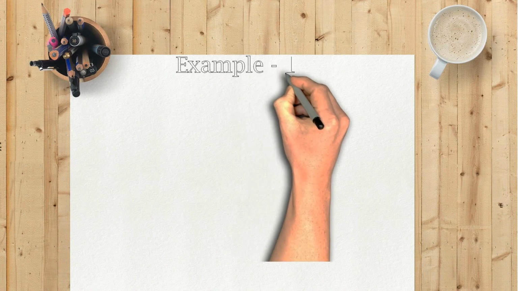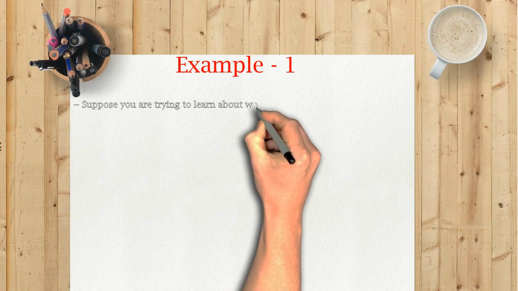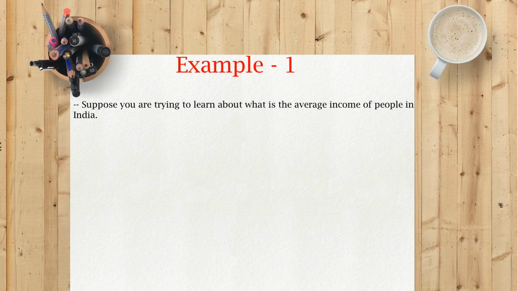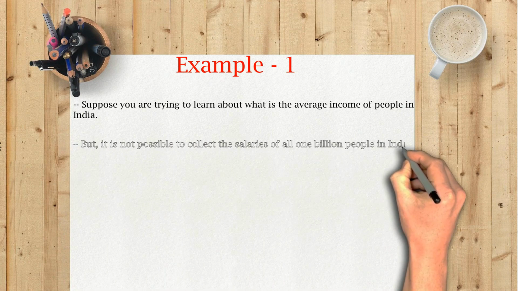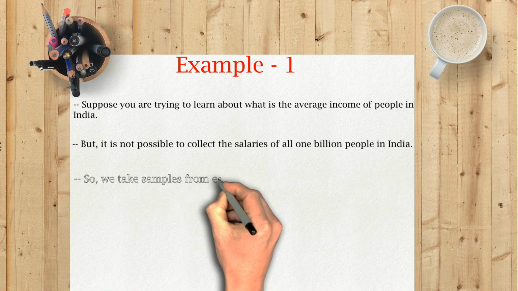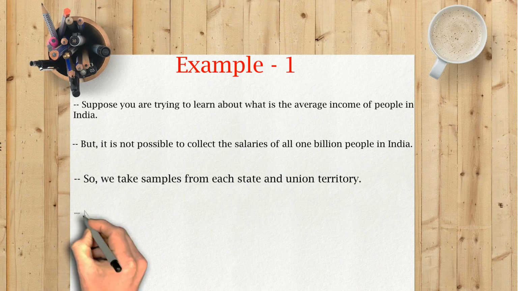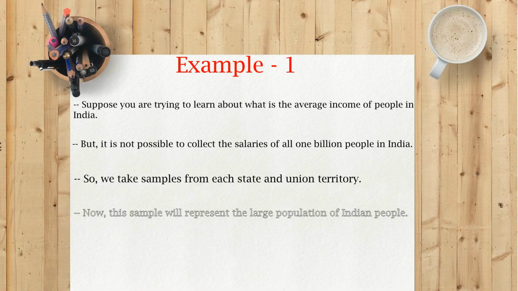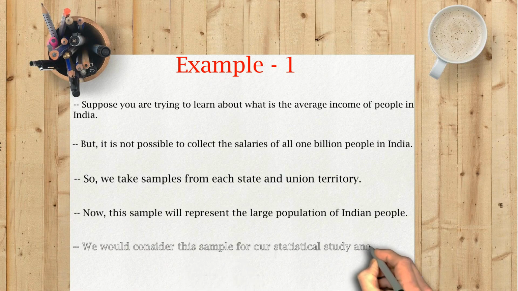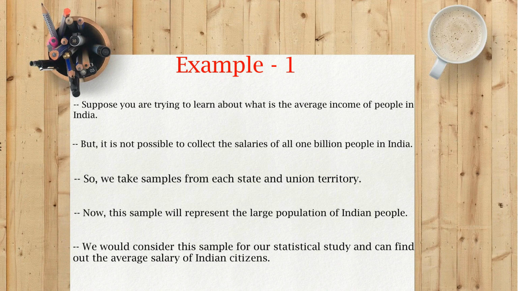Example 1. Suppose you are trying to learn about what is the average income of people in India. But it is not possible to collect the salaries of all 1 billion people in India. So, we take samples from each state and union territory. Now, this sample will represent the large population of Indian people. We would consider this sample for our statistical study and can find out the average salary of Indian citizens.